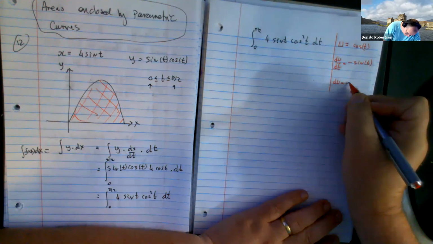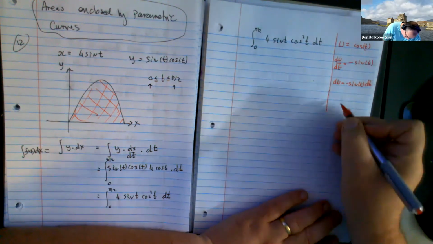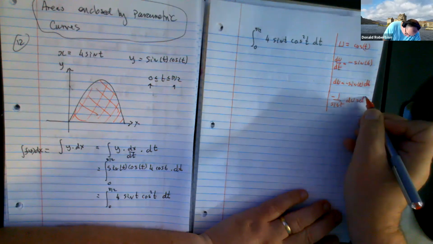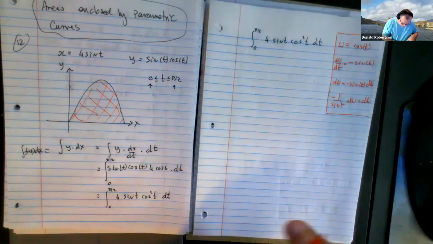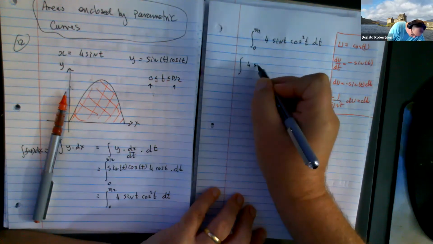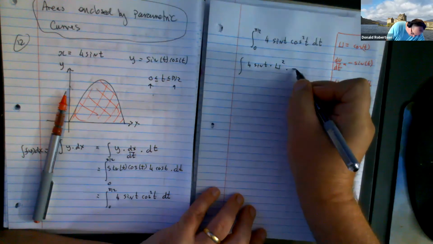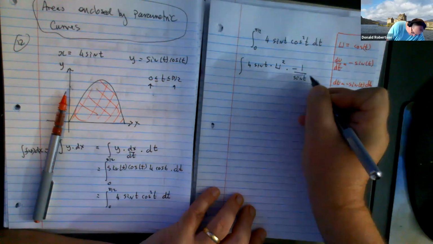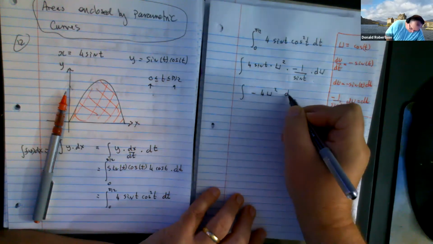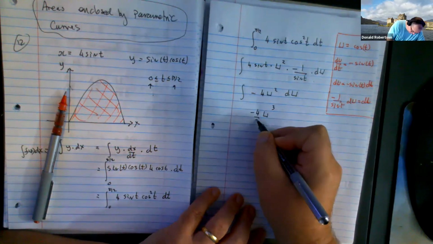If you do the crossover, you get that. If you divide both sides by negative sine t, you can isolate the dt, and you get that. So we now have the integral of 4 sine t u squared times negative 1 over sine t du, which becomes negative 4 u squared du. I'll then do the power rule. Add 1 to the power, divide by the new power.